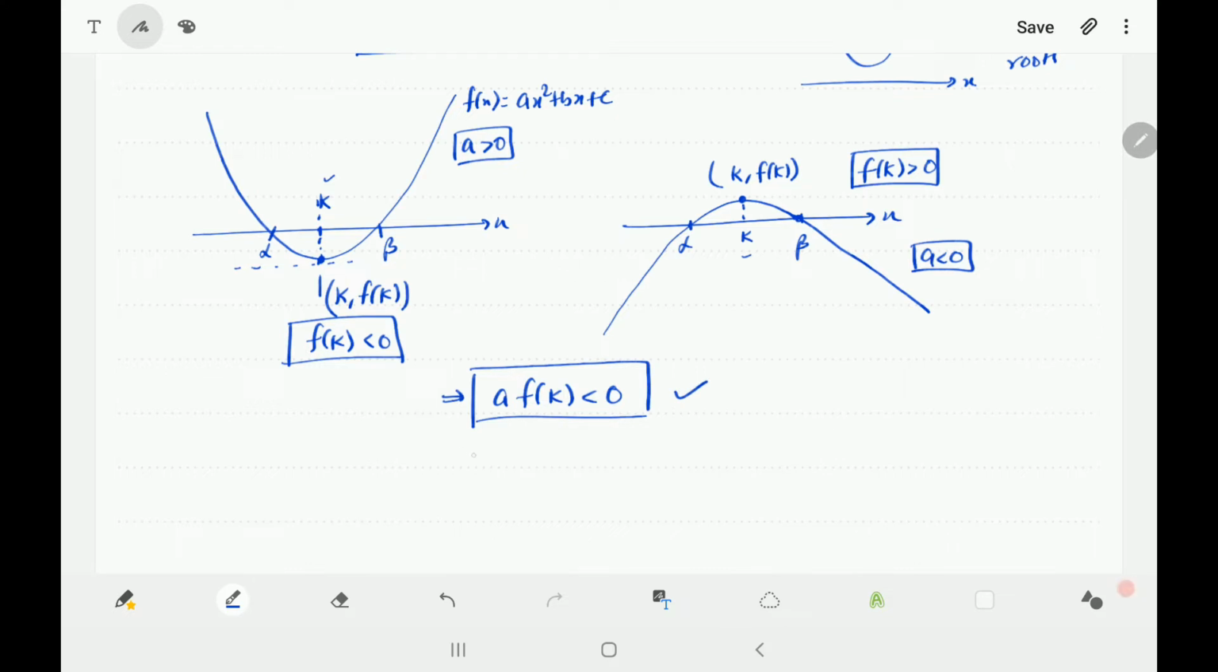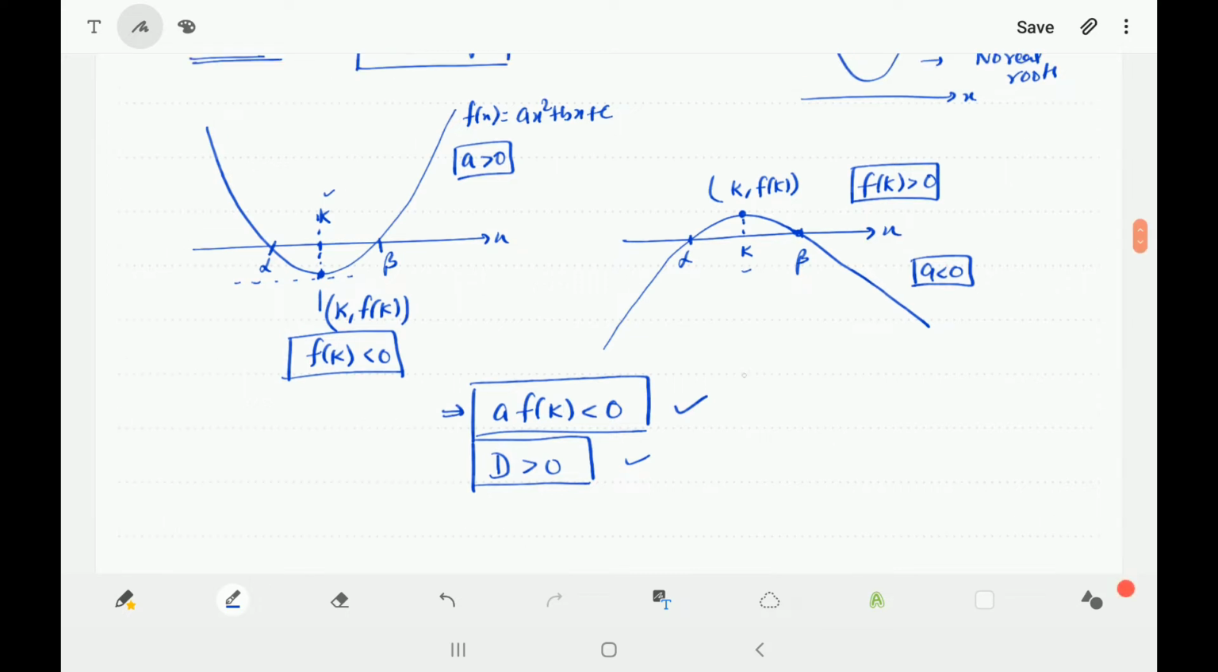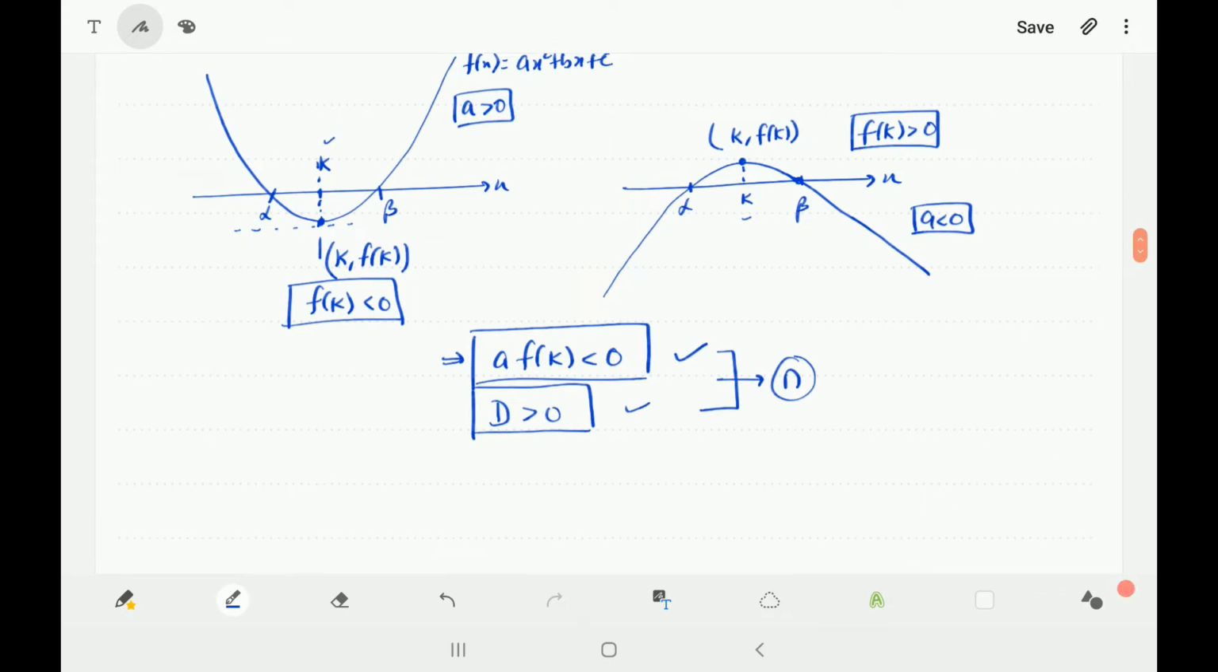Now the second condition, which is but obvious, is that d should be greater than 0. Okay, d should be greater than 0 is also a condition because here alpha and beta, both the roots, are real and distinct. That's why d should be greater than 0. But once you solve the problems, you will get to know that if I take the intersection of both these cases, because I want the first condition to hold and the second condition to hold, the first condition will hold only if d is greater than 0. So the final necessary and sufficient condition for this particular case is a into f of k is less than 0.